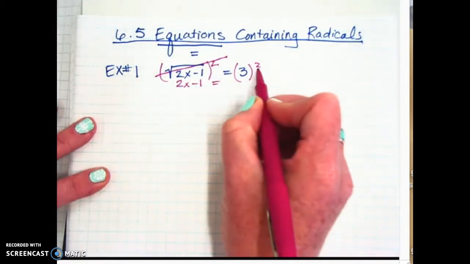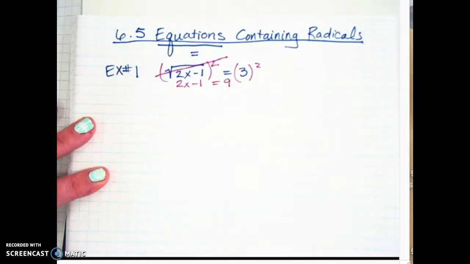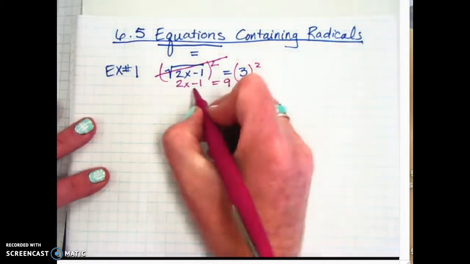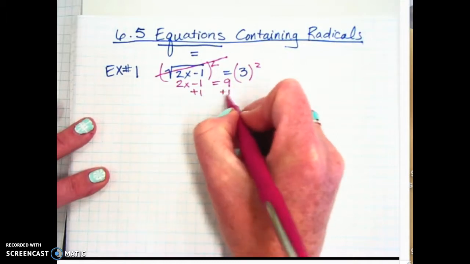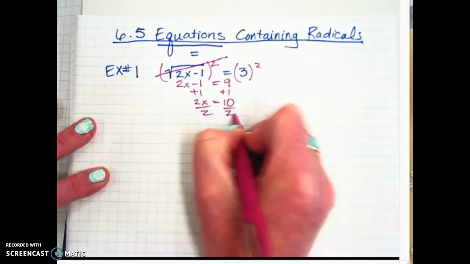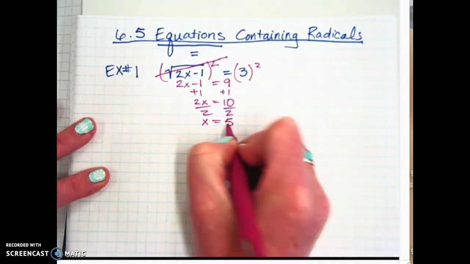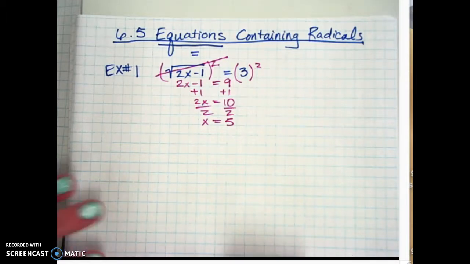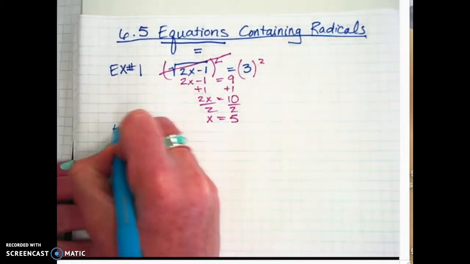And then the right's pretty easy. 3 squared is 9. Okay? That simple inverse operation gets it down to a pre-algebra problem. Right? From here, it should be a piece of cake. Add 1 to both sides. Divide both sides by 2. You should get x equals 5. Okay? Any questions on example number 1? All right. Example number 2.